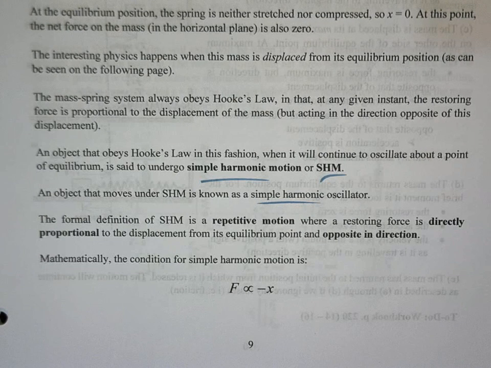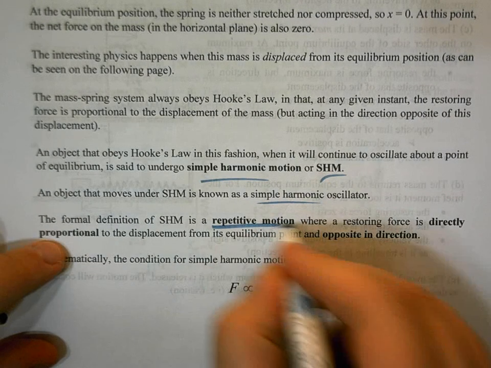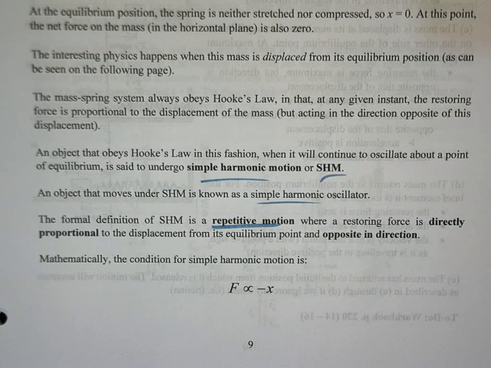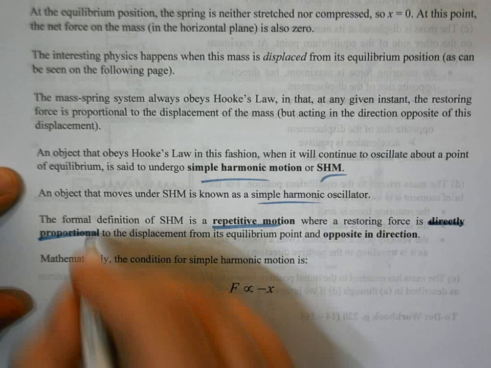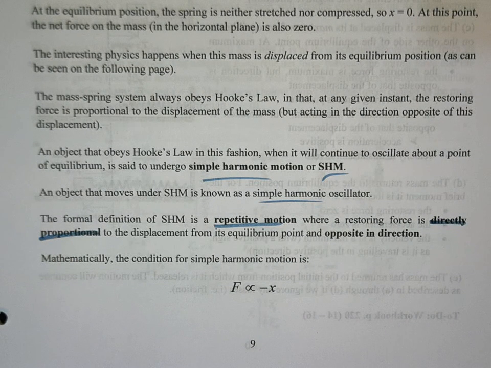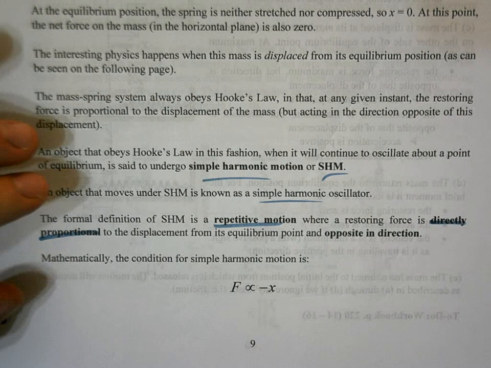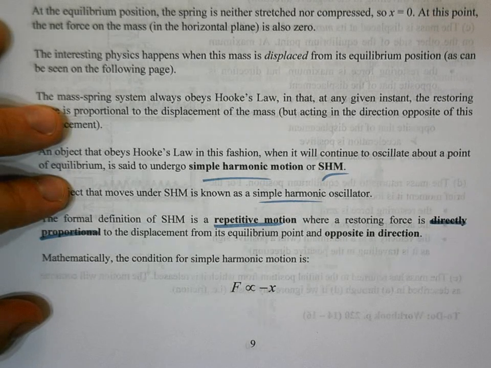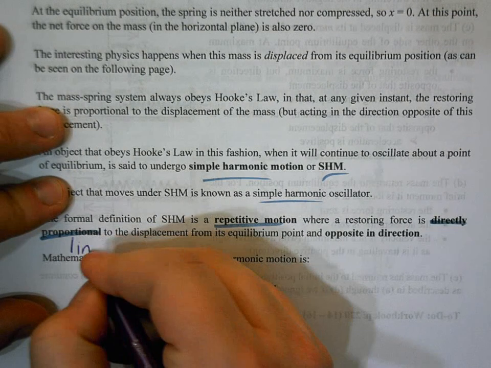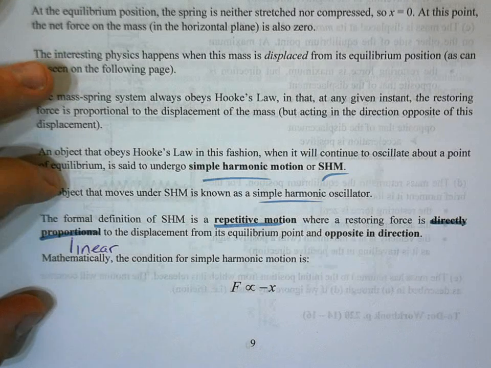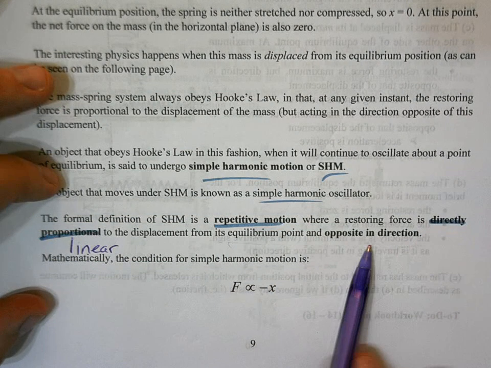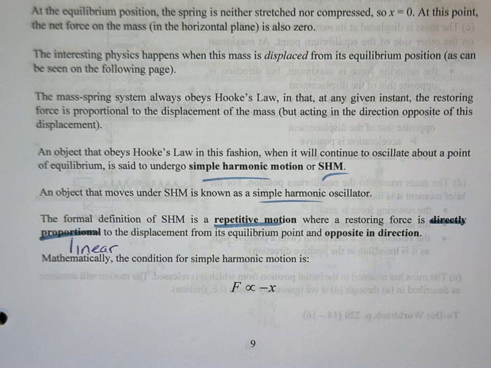So for something to be in simple harmonic motion, first of all, we require the motion to be repetitive, so it has to be periodic. Now, this is where we impose a more strict condition. We need the restoring force to be directly proportional to the displacement from equilibrium. What we mean is that the relationship between force and displacement needs to be linear. And of course, we expect the force and the displacement to be in opposite directions.